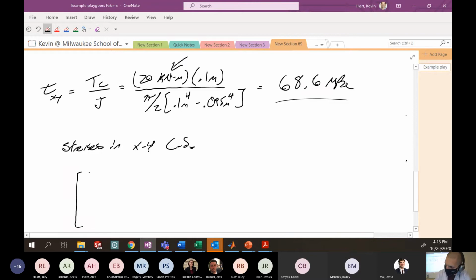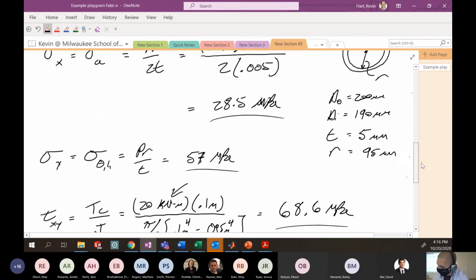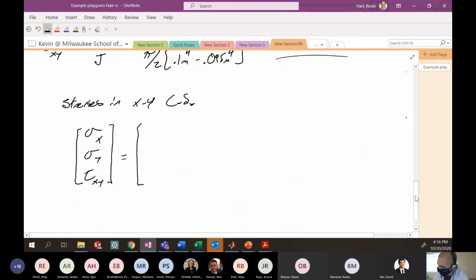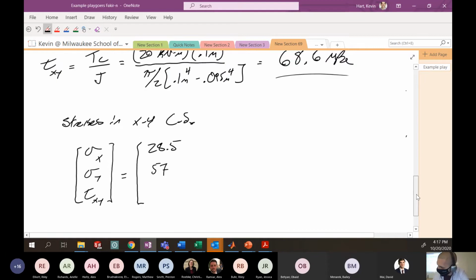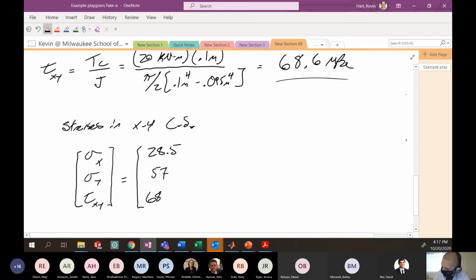So here then we would have sigma x in sort of like this matrix form, with the following values. Sigma x, as we calculated, is 28.5. Sigma y is 57. And then tau xy is 68.6, here in MPa.